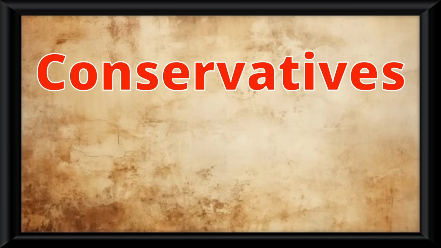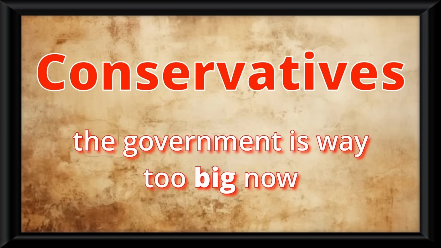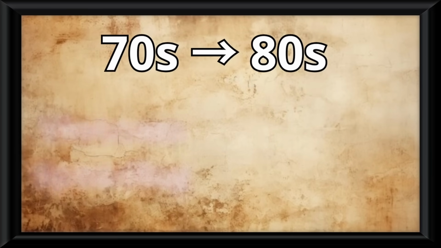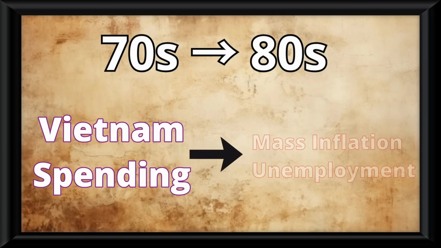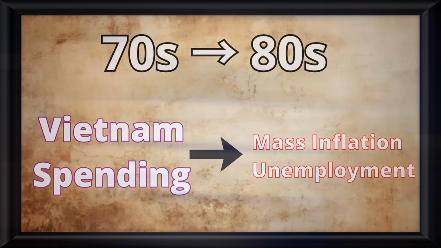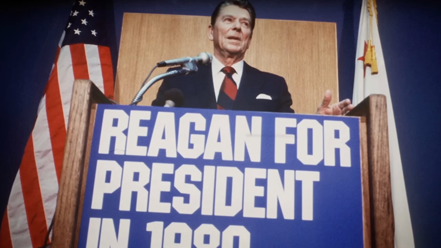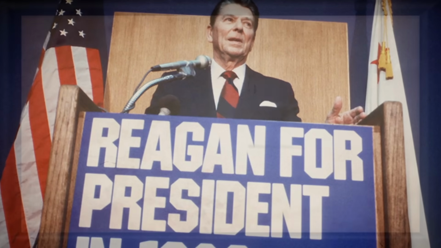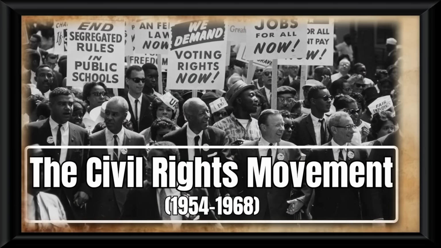Conservatives on the right will argue that the government is way too big now, and later, past the 70s into the 80s, things like Vietnam and a lot of government spending will cause mass inflation and unemployment, leading to a growing distrust in government and a resulting age of conservatism, but I get ahead of myself. It's time to talk about the official African-American civil rights movement.